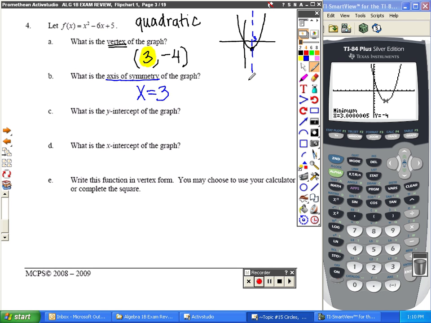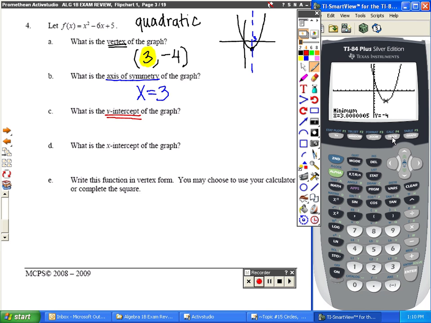Next question asks for the y-intercept of the graph. I'm actually going to push the button trace. Oh, of course, it's nowhere close. You know where I'm going to look instead? Why don't I look in table? Hit second, then hit graph. This takes you to the table.